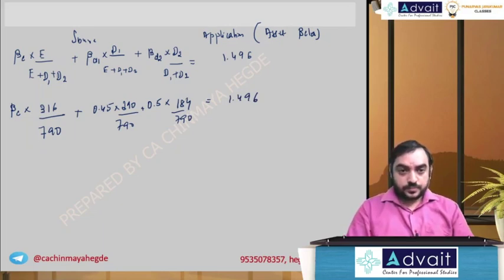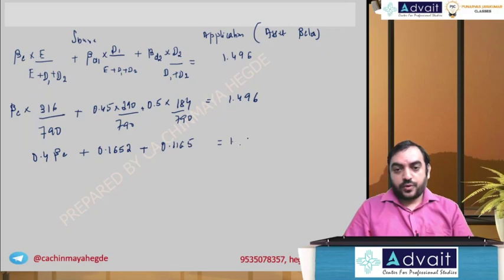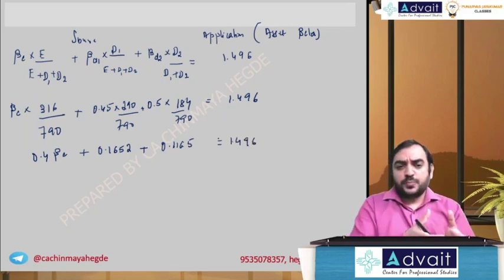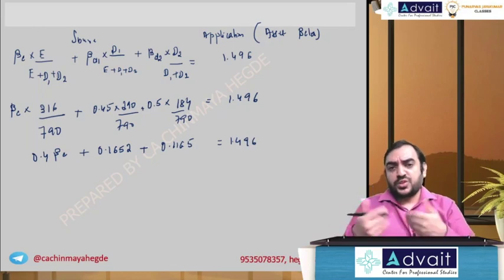So this is equal to 316 by 790, that is 0.4. So 0.4 beta of equity, plus 0.45 into 290 by 790, 0.1652, plus 0.5 into 184 by 790, 0.1165, equals 1.496. Now you should be able to calculate these. 0.1652 and 0.1165 go to the right side, you subtract, then divide by 0.4.